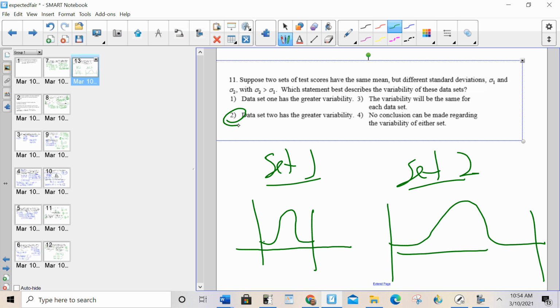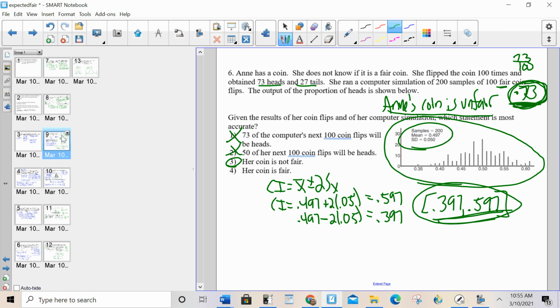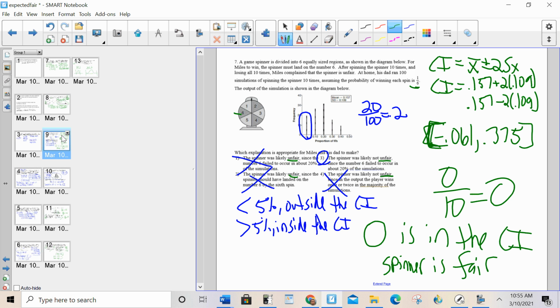That's it. So I know a lot of different things we talked about. The main gist of all of this, to determine if something is expected or fair, we have to see if it falls inside the confidence interval. It's fair if the theoretical probability is inside the confidence interval. 0.5 for a coin. For the spinner problem, it was 1 over 6. If it does fall inside, then it's fair. If it doesn't, then it's not. If something falls inside, it's expected or usual. If it doesn't, then it's unexpected or unusual.